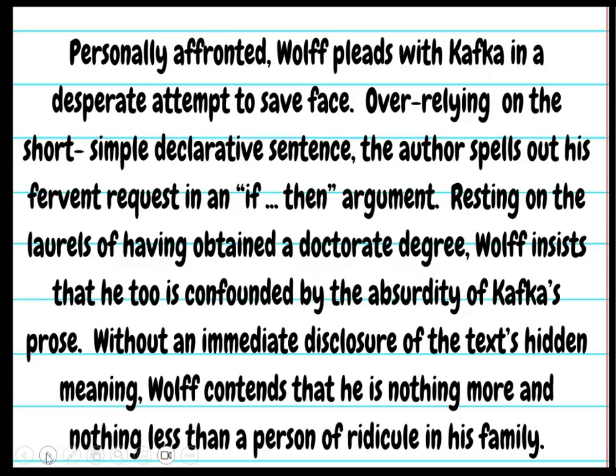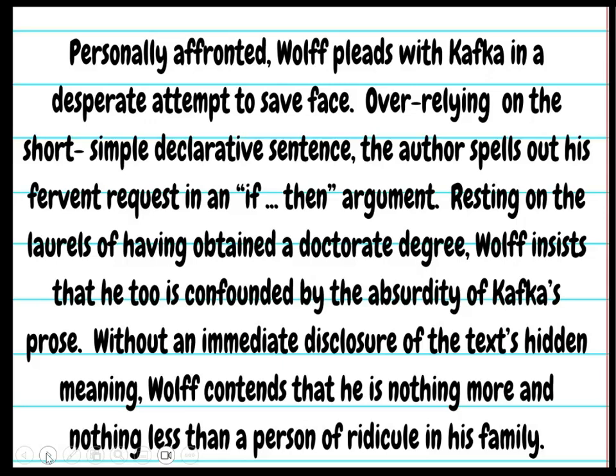So I'm going to show you 3 exemplars that were done pretty well in terms of manipulating the declarative thesis heuristic. I'll read this from top to bottom and then I'll unpack it for you. Personally affronted, Wolf pleads with Kafka in a desperate attempt to save face. Over-relying on the short, simple declarative sentence, the author spells out his fervent request in an if-then argument. Resting on the laurels of having obtained a doctorate degree, Wolf insists that he too is confounded by the absurdity of Kafka's prose. Without an immediate disclosure of the text's hidden meaning, Wolf contends that he is nothing more and nothing less than a person of ridicule in his family.